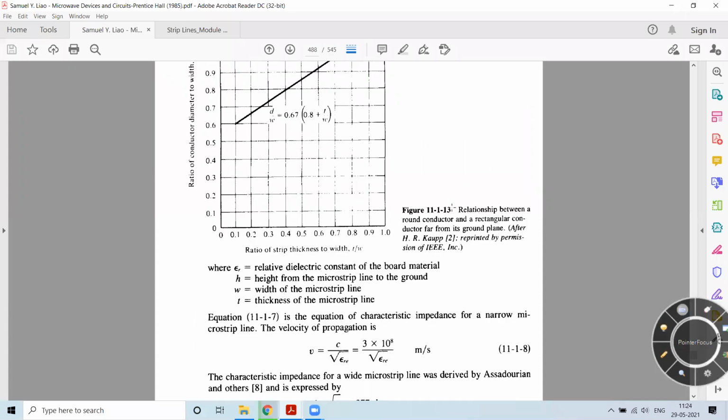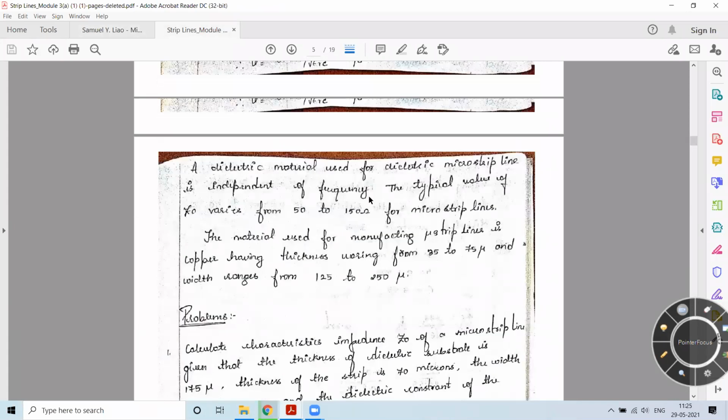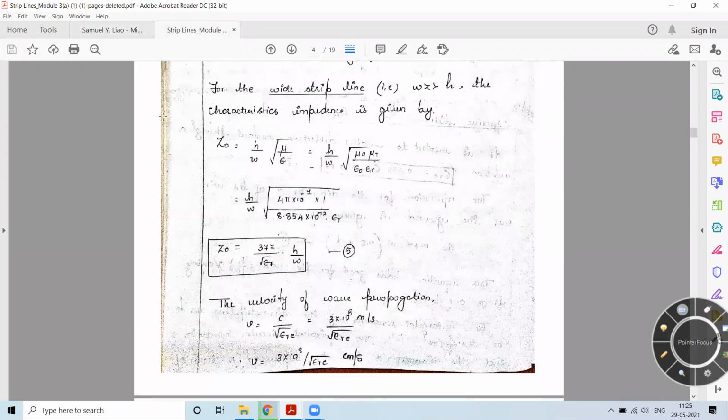These are the aspects which we had discussed in the previous session. Another equation we had seen was Z naught in terms of mu, epsilon, H and W. So these were the equations we had discussed in the previous session.